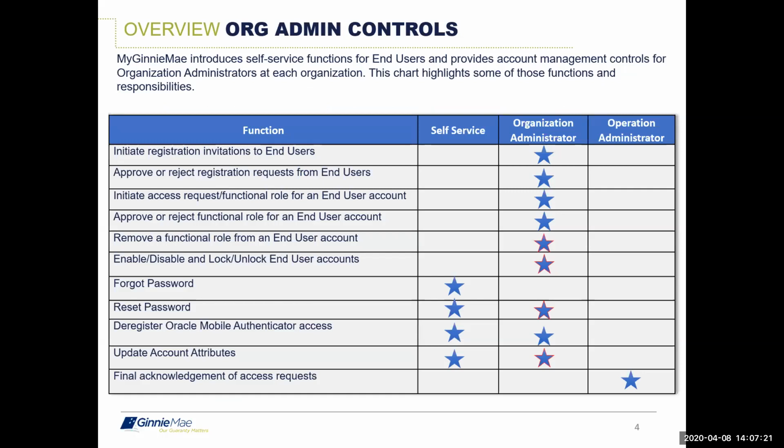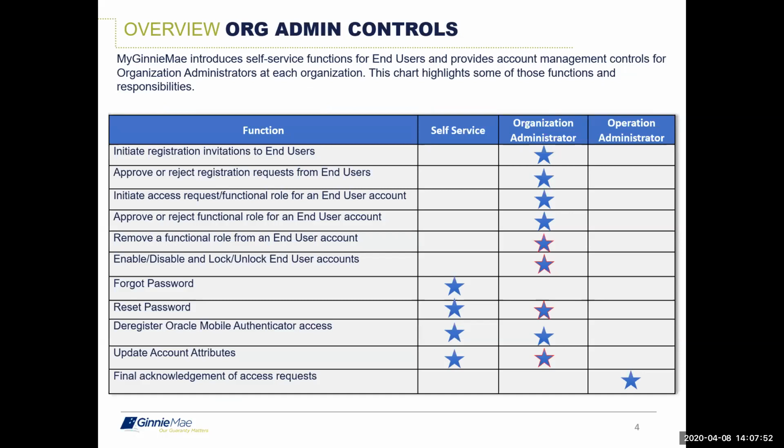So here's a reminder of what controls you have as an organization administrator. There are several things that users can do on their own if they've forgotten their password or need to reset a password. If they want to register with the Oracle Mobile Authenticator to have that one-time PIN delivered to their smart device, they can do a lot of those things on their own. They can even update their phone number or their business title on their own in their own account attributes. But there are some things that they definitely need you for as their organization administrator.